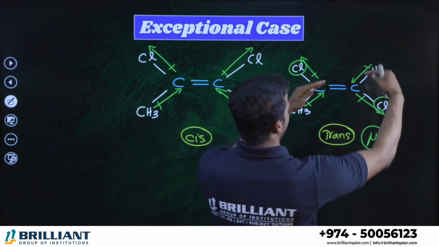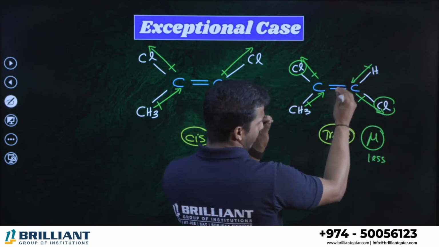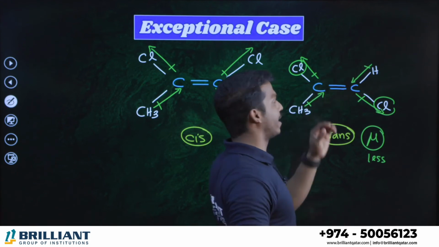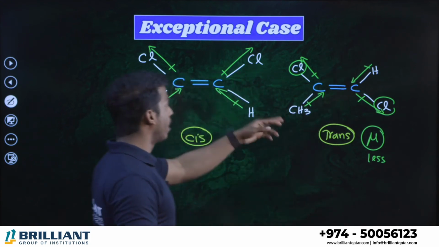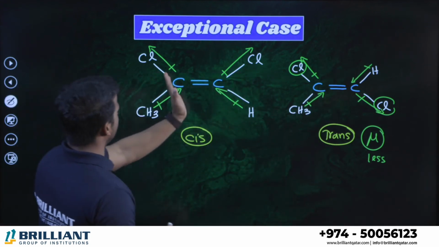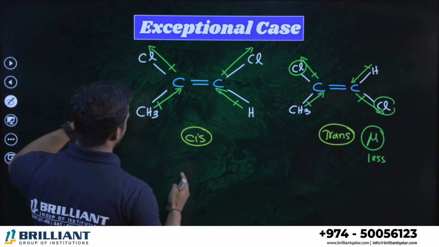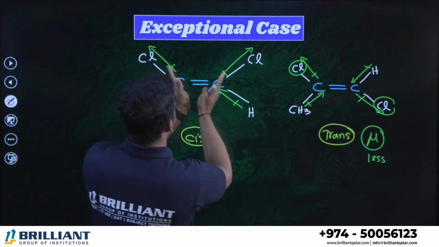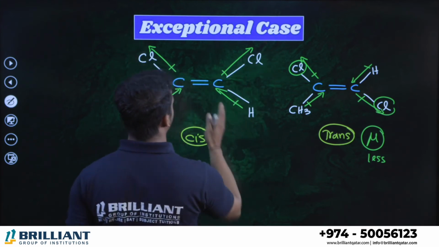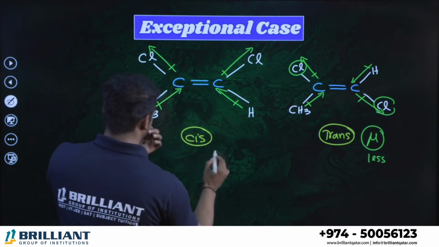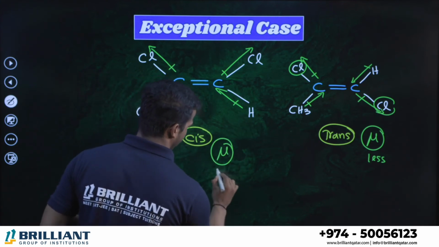This CH3 here, this hydrogen here. Hydrogen's power is very less, methyl's power is a little greater. So the resultant is in this direction with a less magnitude. What about here? This is chlorine, this is hydrogen, and this is chlorine, this is methyl group. So CH3 is giving in this direction, two chlorines are in this direction. So there will be a little greater dipole moment in this direction. So it has a greater dipole moment.